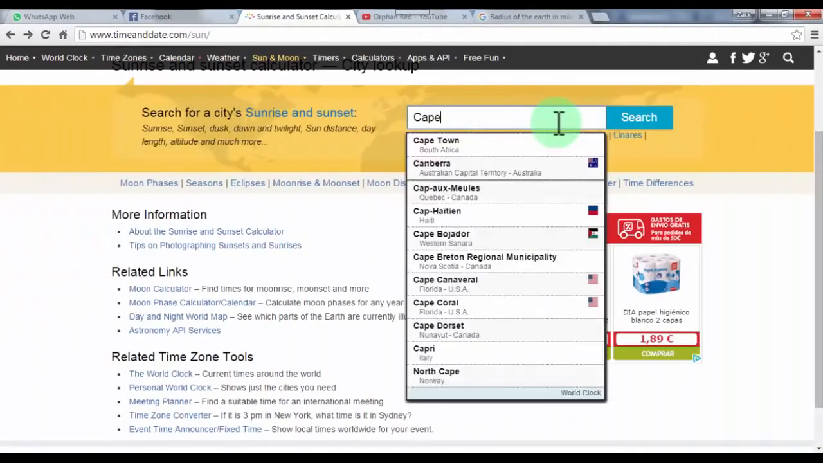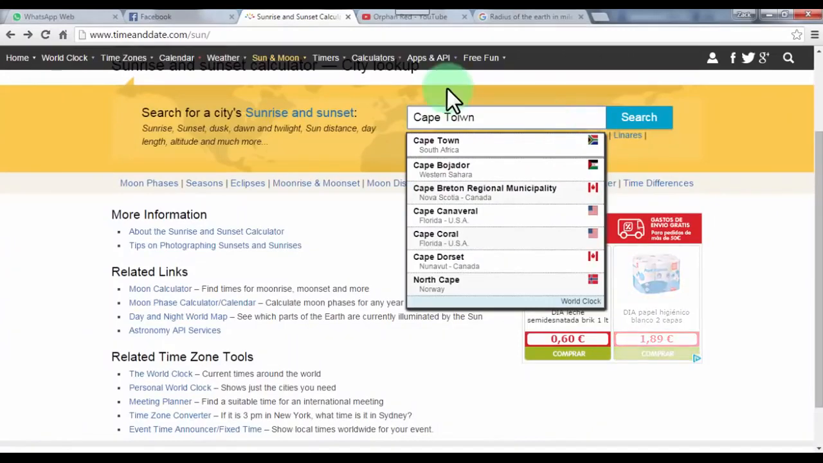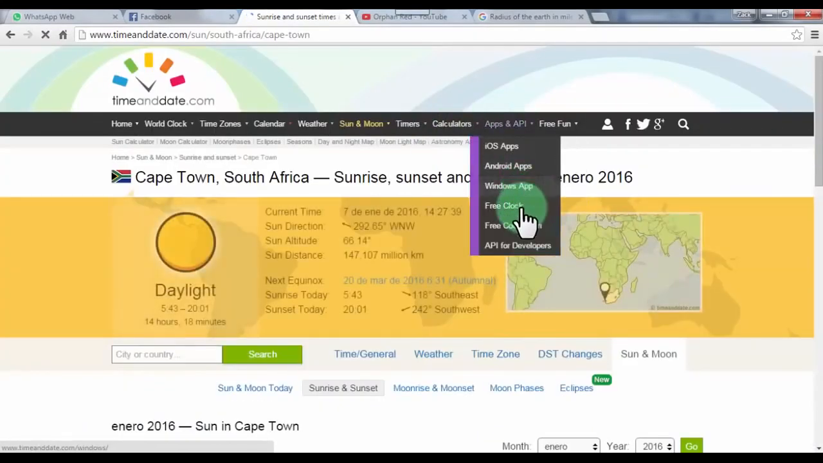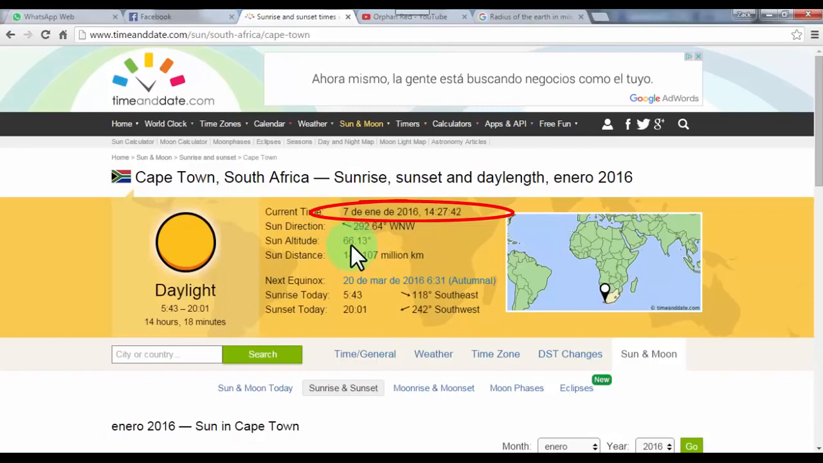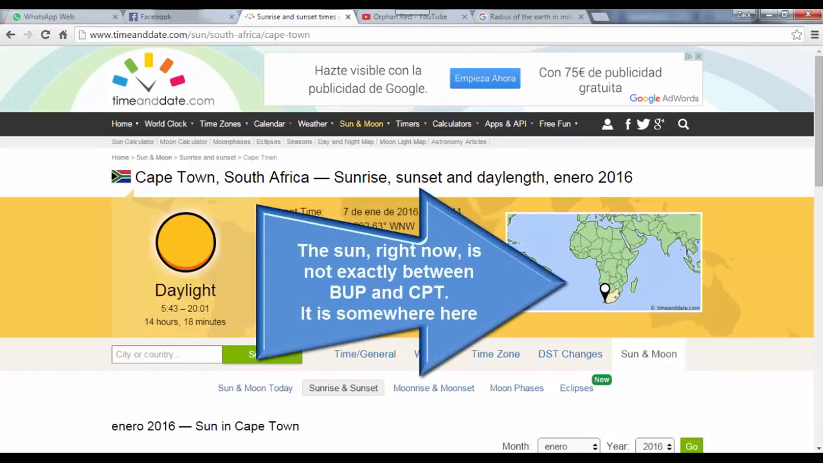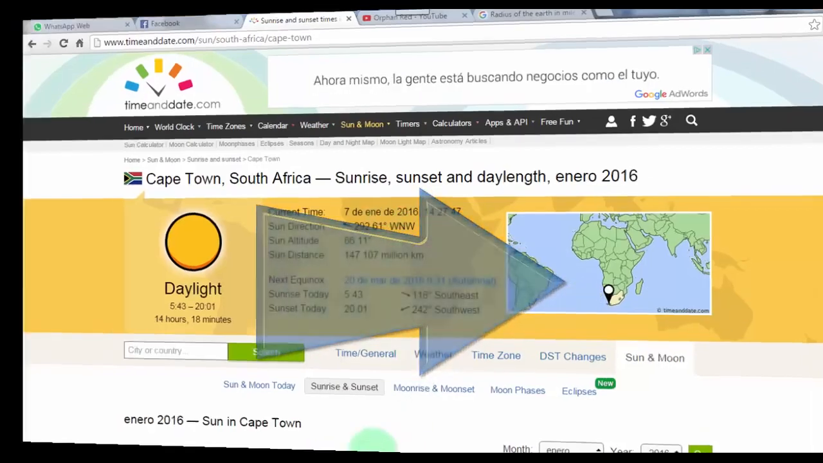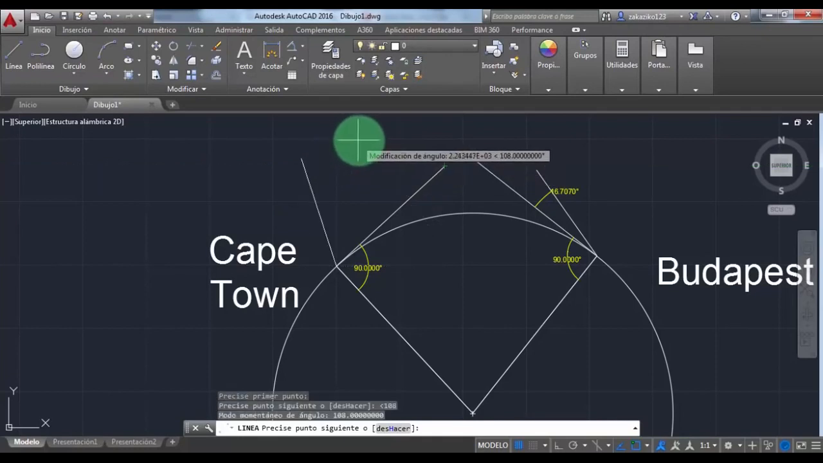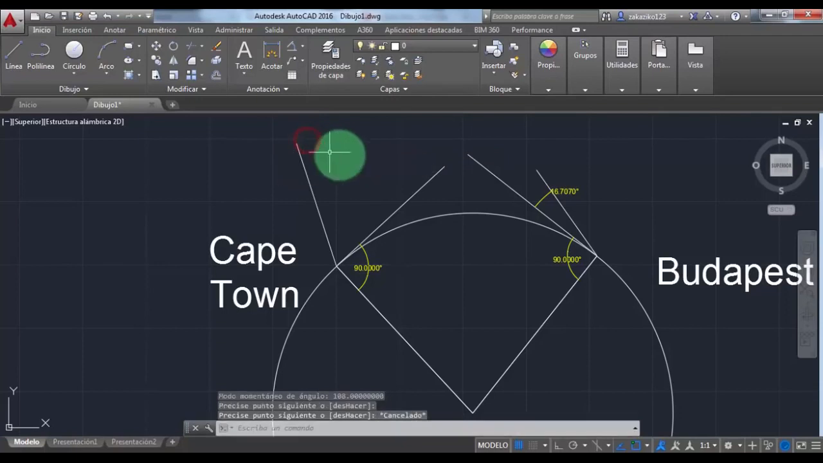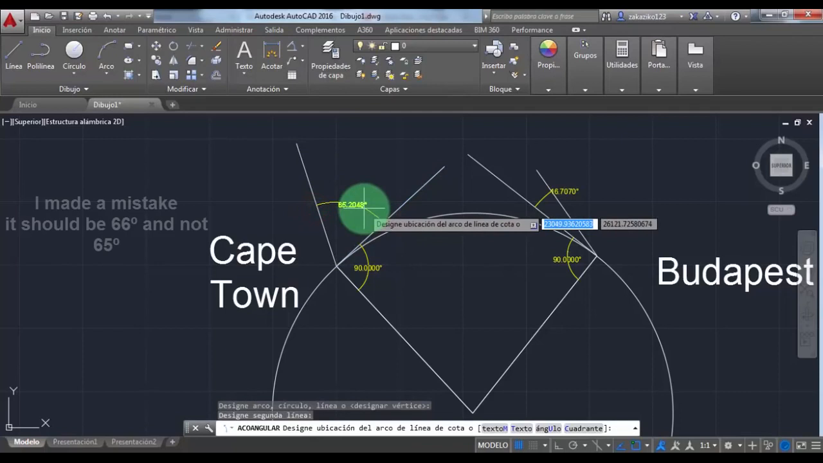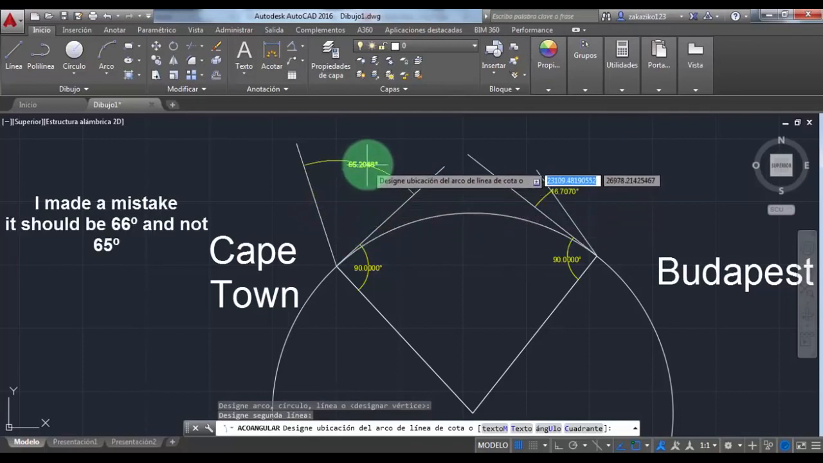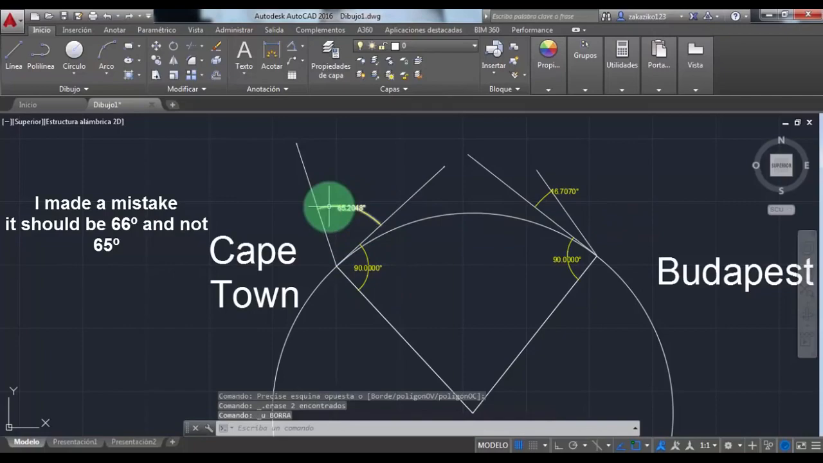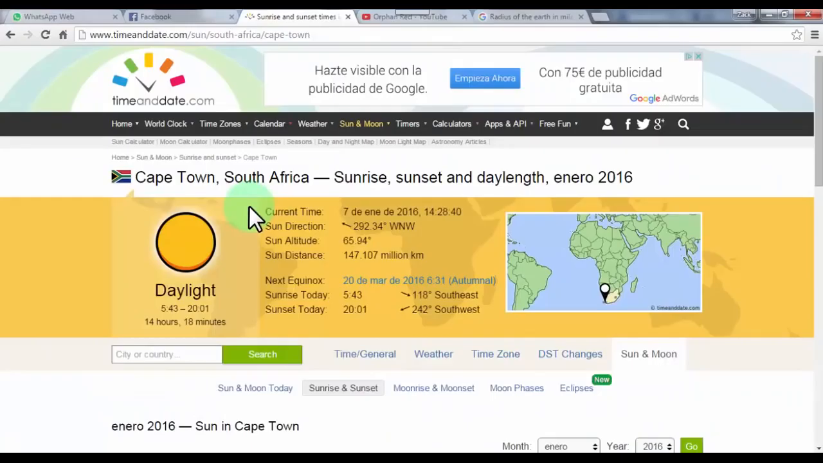Now let's see Cape Town. 66 degrees. Please bear in mind that Budapest is 1 hour behind Cape Town and that the sun right now is not between them, it's somewhere above the ocean, but that's not going to make a big difference. Now let's draw the angle in AutoCAD. Oops, I made a mistake. It should be 66 degrees and not 65. Let us check the website just in case.